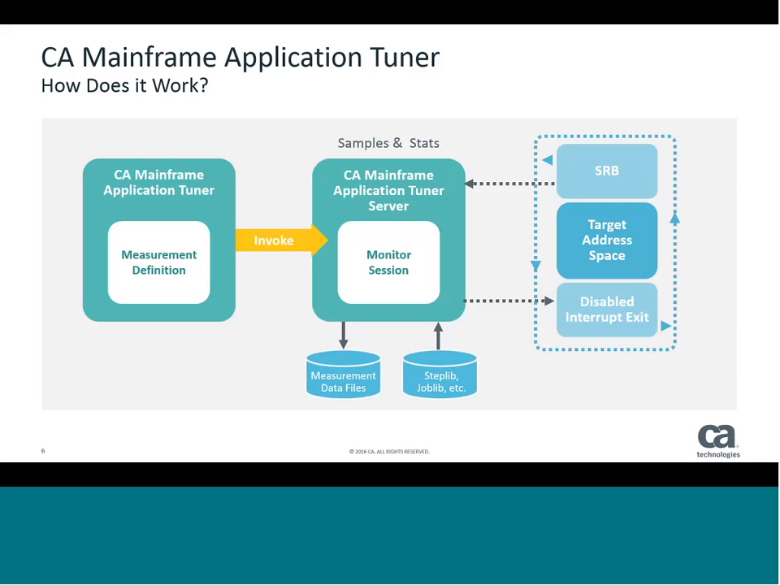So as you can see on this particular slide, there are multiple components that make up MAT as a total, but it starts with your measurement definition. So you define what it is that you want to measure, how many samples you want to take, and how long you want MAT to monitor that workload to take those samples. That then creates a monitor session based off that measurement definition itself. That monitoring session is then kicked off. We'll talk about multiple ways in which you kick off these monitoring sessions.